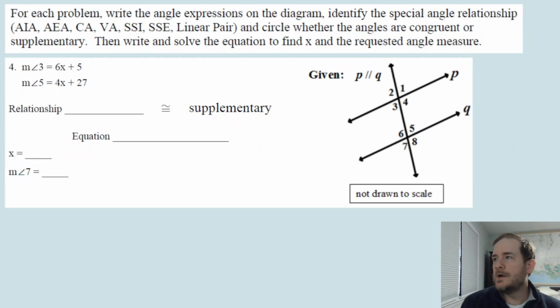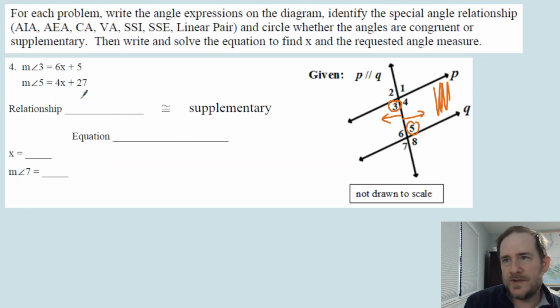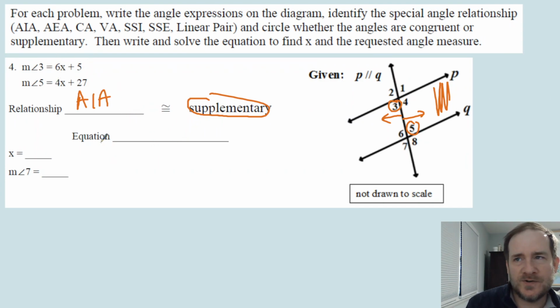Let's try 4. For 4, you're given 3 and 5. That's this guy and this guy. Those angles are alternate interior. Again, one's to the left of the transversal, one's to the right of the transversal. That makes them alternate. And then they both lie between P and Q. So they are alternate interior angles, and they will be supplementary. So the equation is back to the one where you just set the expressions equal to each other. So 6x plus 5 equals 4x plus 27.